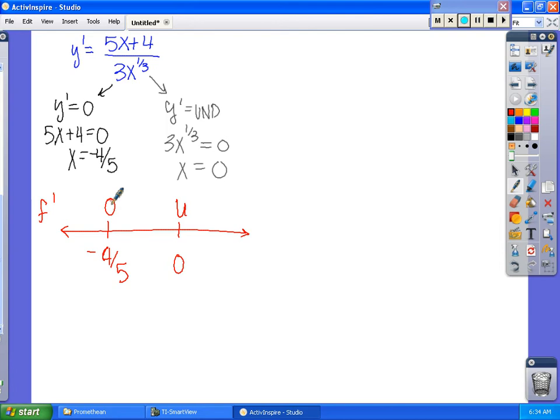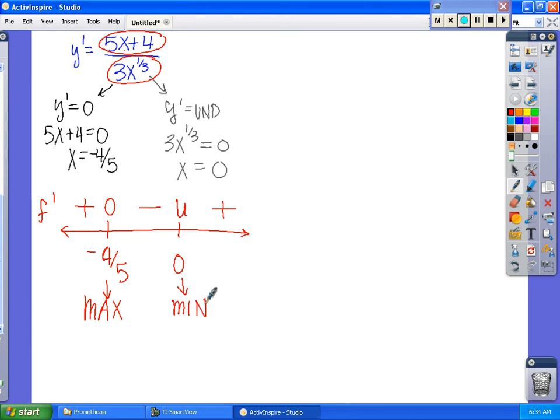Let's look up top at my derivative. We're going to look at this piece and this piece. If I substitute in negative 100, the top would be negative, the bottom would also be negative, so it turns positive. If I substitute in something like negative 1/5, the top would be positive, but the bottom negative, so I get a negative. And if I substitute in any positive number, I would get a positive divided by a positive, so I get a positive. I can tell by looking at this that this would be some type of max, and that this would be some type of min.